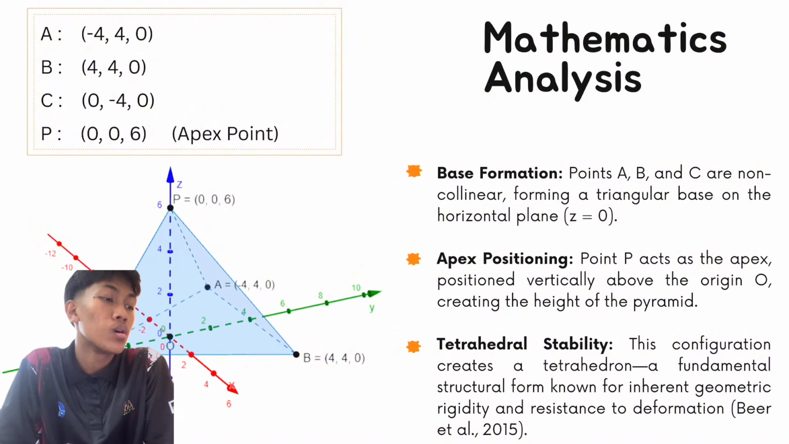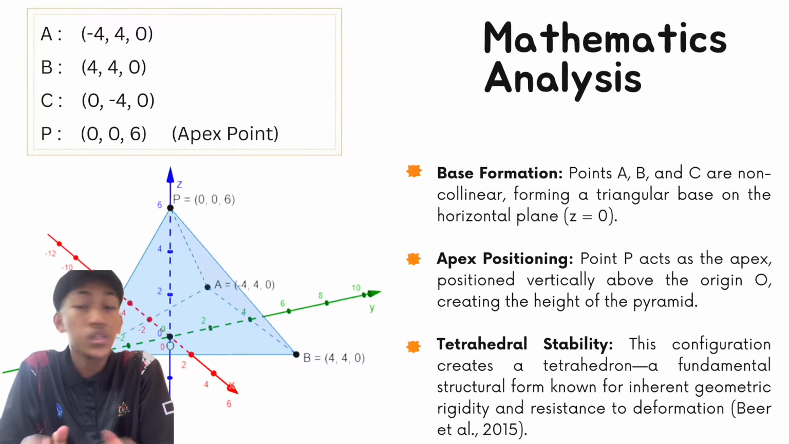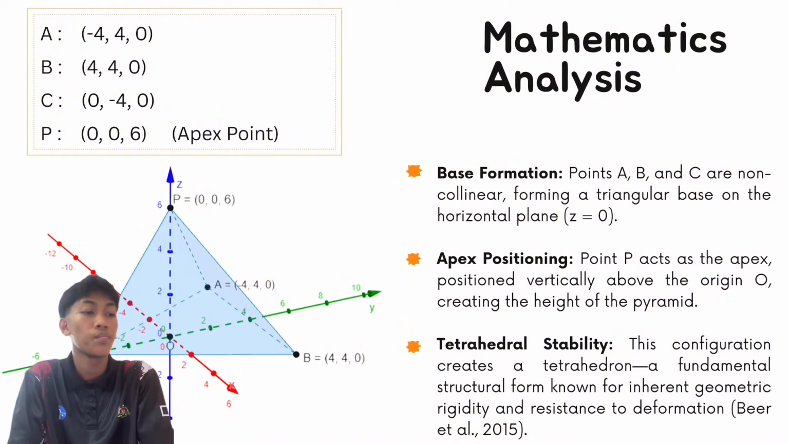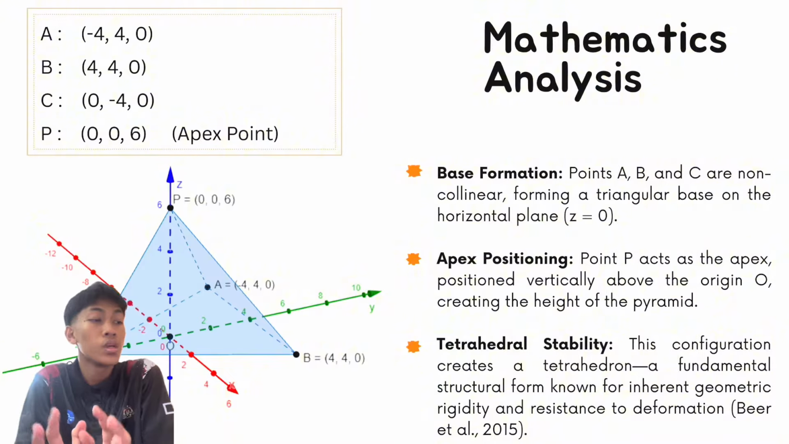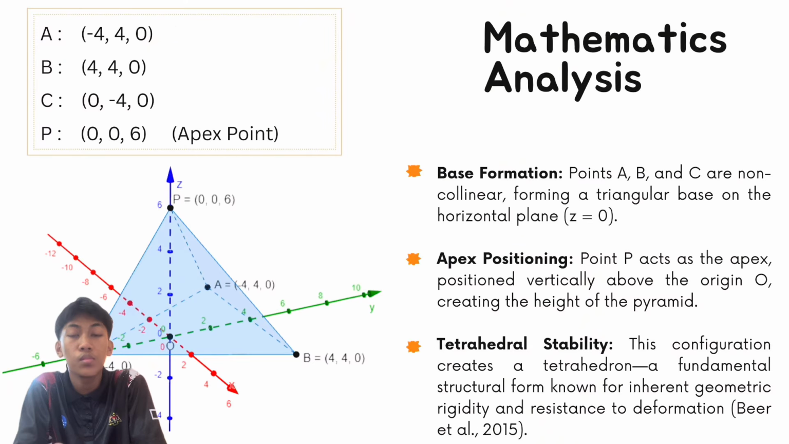We have located point P to act as the apex, positioned vertically above the origin, creating the height of the pyramid. This configuration creates a tetrahedron, which is a fundamental structural form known for inherent geometric rigidity and resistance to deformation.